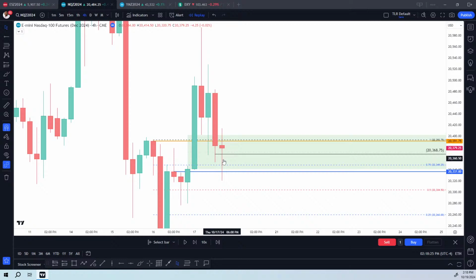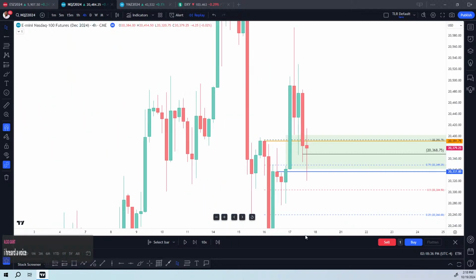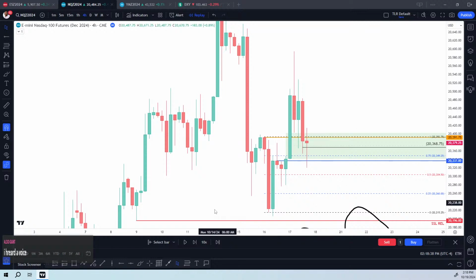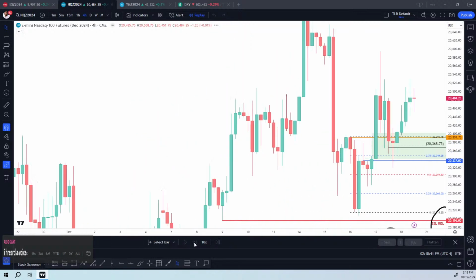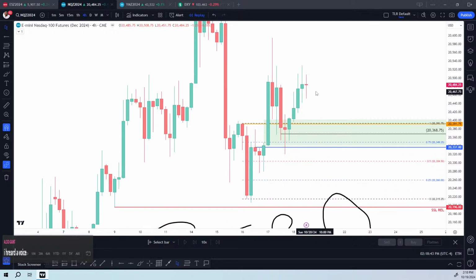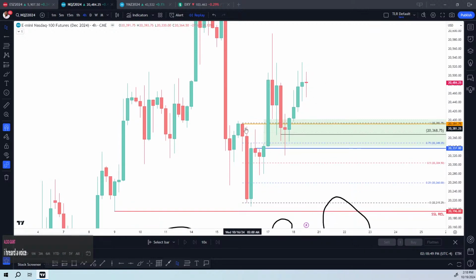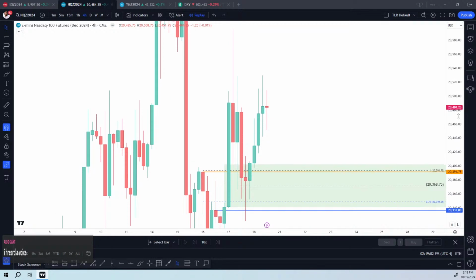Okay, so we came down, and the bodies of the candles are closing above all of our PD arrays that we want to see act as support. So now you're like, okay, I'm on the right side of the move. And now we're back at current price. And you say, okay Tim, I didn't get in on any of this right here. Now, what can I do to participate?